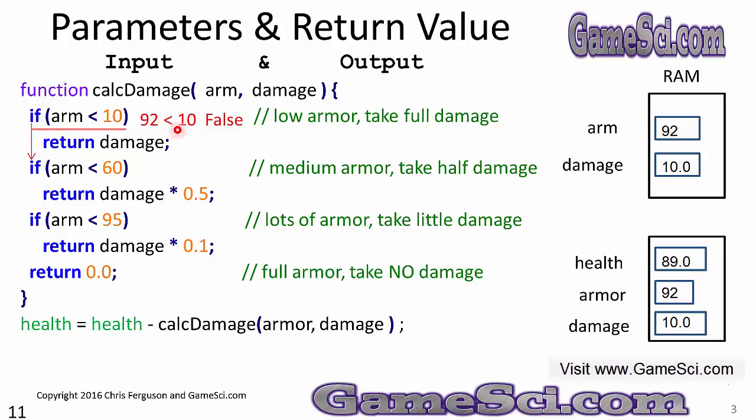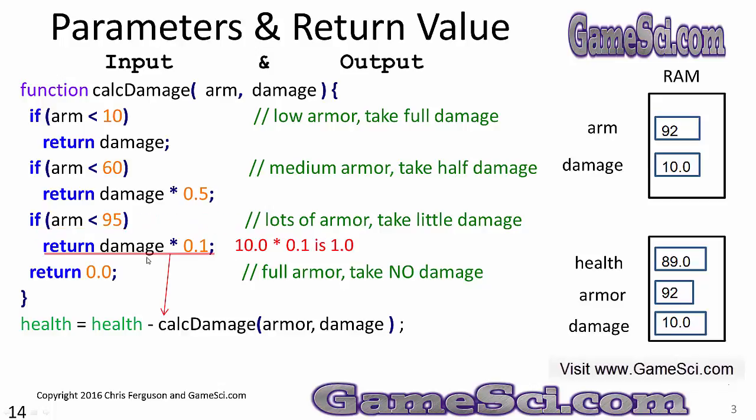92 less than 10 is a false statement, so we'll skip that if. Go on to the next one. 92 less than 60 is still a false statement, so we'll skip this if and go down to the next one. 92 less than 95, however, is a true statement. We have a lot of armor, but not full armor. So let's just take a small amount of damage. We'll go inside the if because the condition is true.